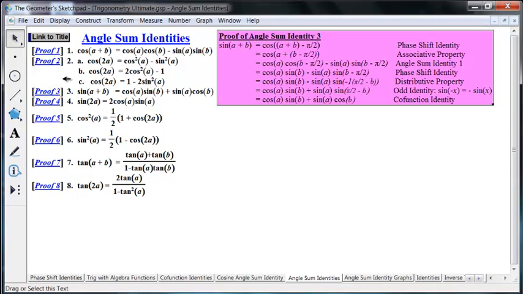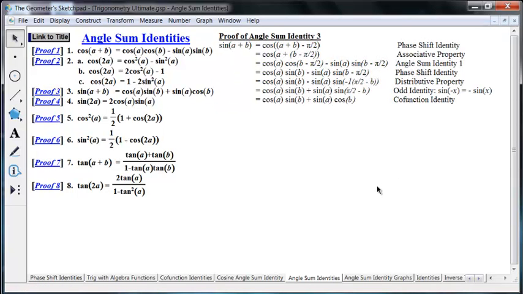Now we're going to get an angle sum identity for sine. We already had derived cosine of A plus B equals cosine A cosine B minus sine A sine B. And we're going to see that sine of A plus B is cosine A sine B plus sine A cosine B. Okay, to prove that, we're going to use our phase shift identity. Sine of an angle is cosine of that angle minus pi over 2. So sine of A plus B is cosine of A plus B minus pi over 2.